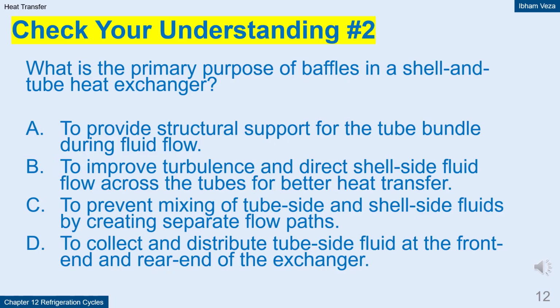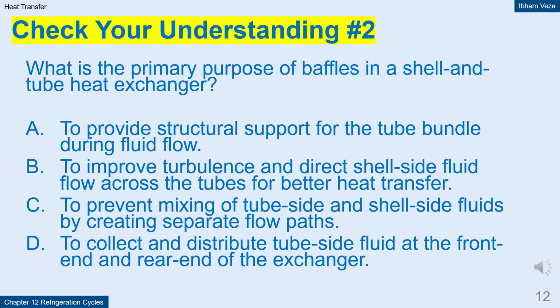Correct answer: B. To improve turbulence and direct shell side fluid flow across the tubes for better heat transfer. Explanation of incorrect options. A. To provide structural support for the tube bundle during fluid flow. While baffles may provide incidental support, their primary role is to enhance heat transfer by improving fluid turbulence and directing shell side flow. C.